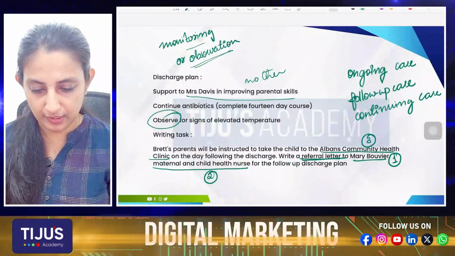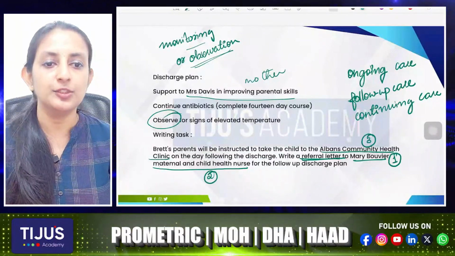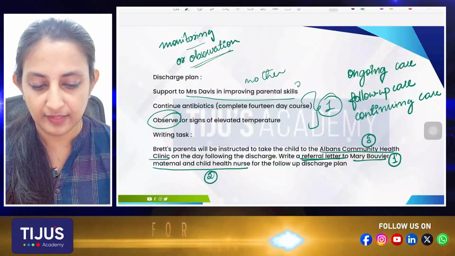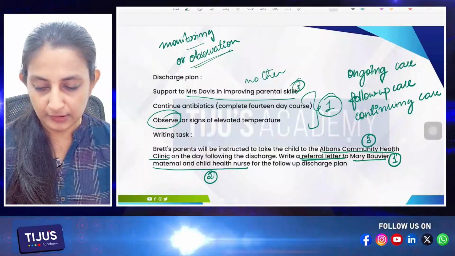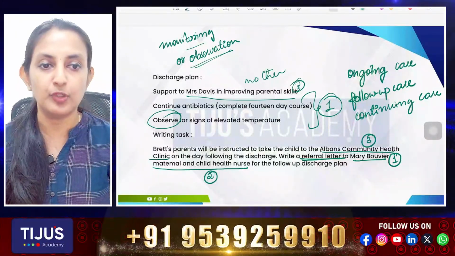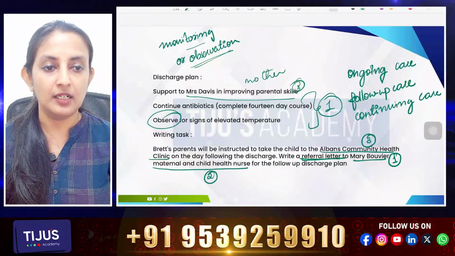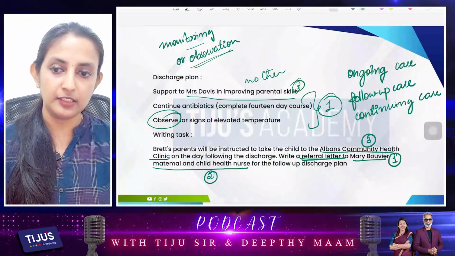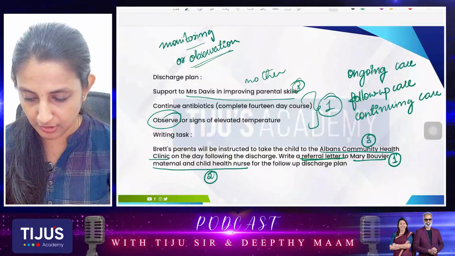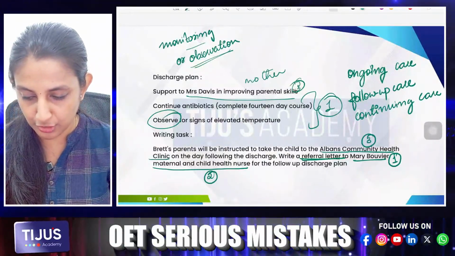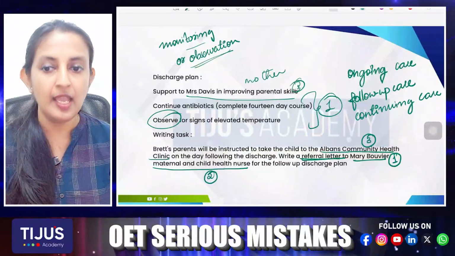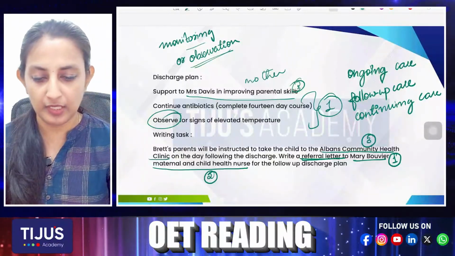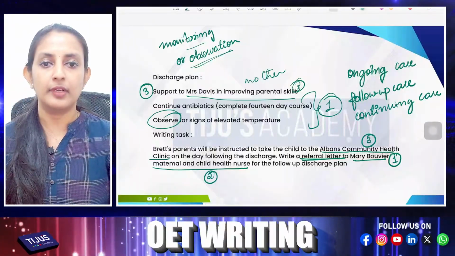And finally, we can talk about the discharge plan. In the discharge plan, it is very important to mention the patient's necessities first, so these two points should go first. Then: it would be appreciated if you could continue the antibiotics for 40, and please observe for signs of elevated temperature. And the final thing, please support his mother to improve his parental skills. So parental skills we can mention as the third point. This is how we have to write the discharge plan as well.